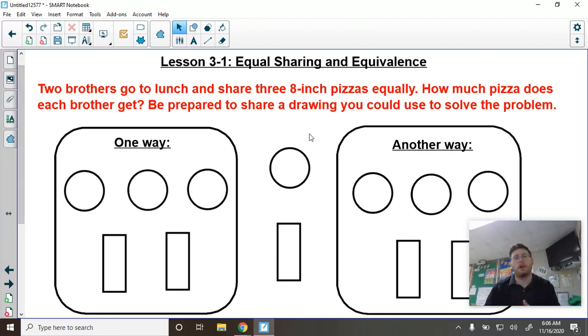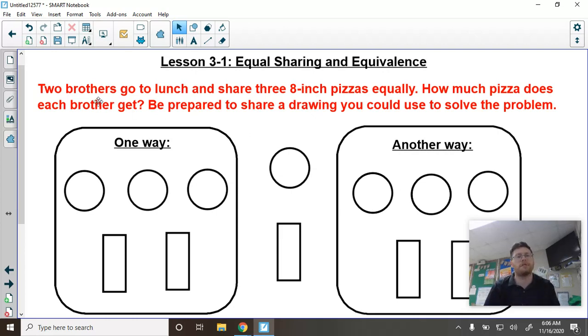So we have a problem here where we have to make sure that everybody is getting the same amount of materials, or each group is getting the same amount of material. So in this case, we're going to be talking about two brothers, and they're going to be sharing 3 pizzas. All right, so let's look and see what we got.